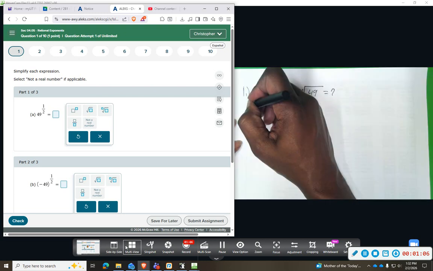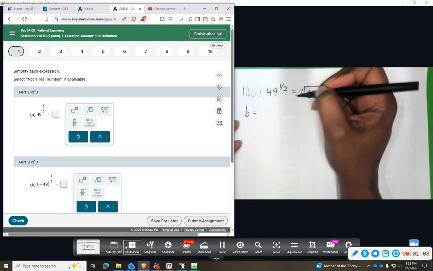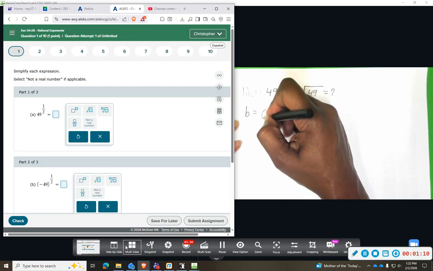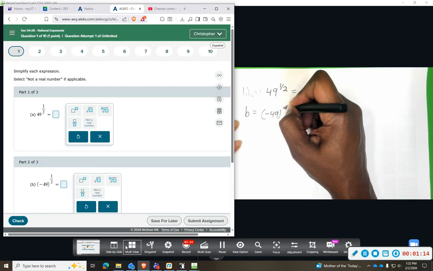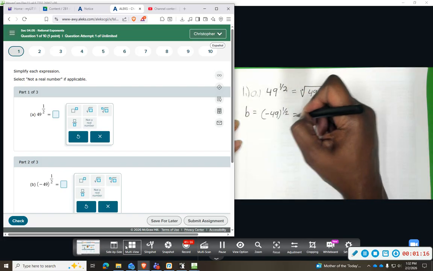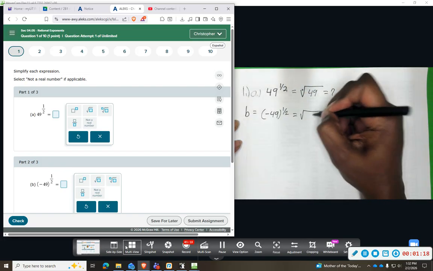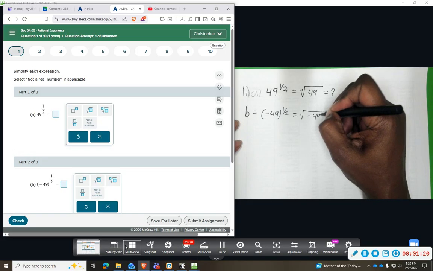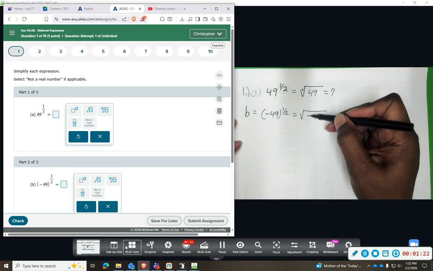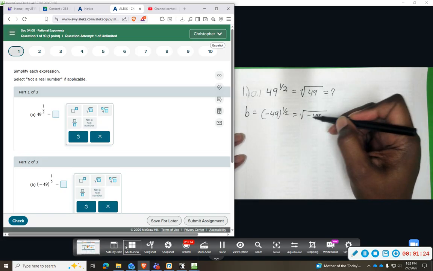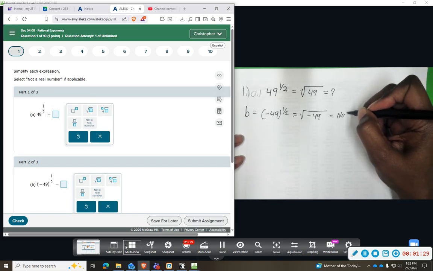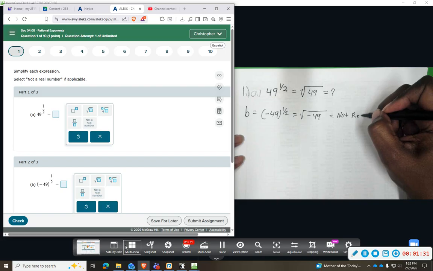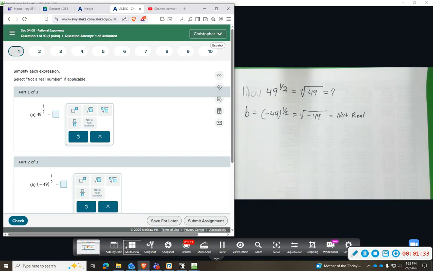Part B, that we can see, is in parentheses negative 49 raised to the 1/2 power. So what this means is the square root of negative 49, and because of the negative, and this is an even root, this would be imaginary, so this is not real. They don't ask us to simplify, they just say simplify if applicable and then select not real.